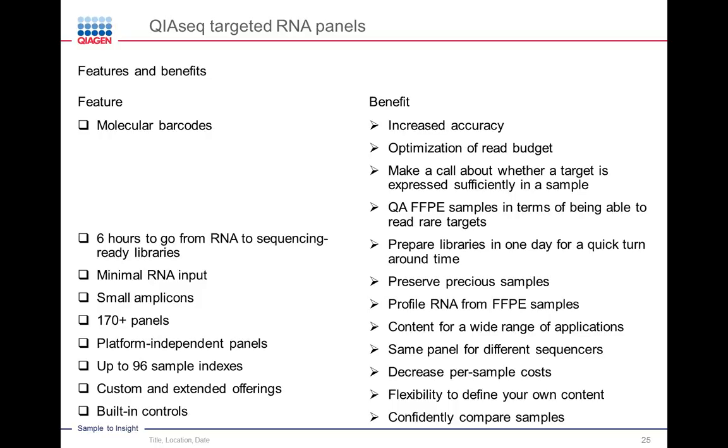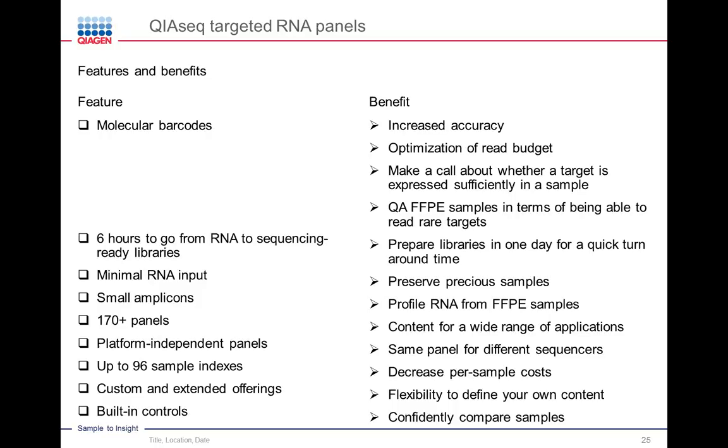They also allow you to optimize the read budget. After the initial run, you'll be able to use information from molecular barcodes to see how you can optimize your sequencing runs to make the most out of them. You can use the information coming off of molecular barcodes to make a call about whether a target is expressed sufficiently in a sample. One of the main challenges with looking at RNA is that certain genes are heavily expressed versus other genes that could be lowly expressed in your samples. Looking at molecular barcodes, we can tell whether a target is expressed sufficiently, heavily expressed, or lowly expressed. You can also use that information to QA FFPE samples in terms of being able to read these rare targets. So a lot of benefits come off of molecular barcode information.